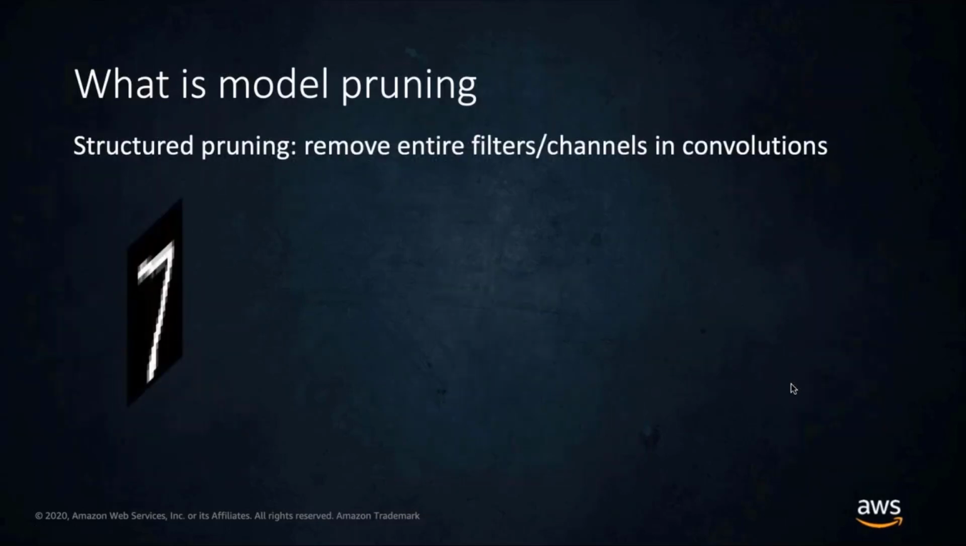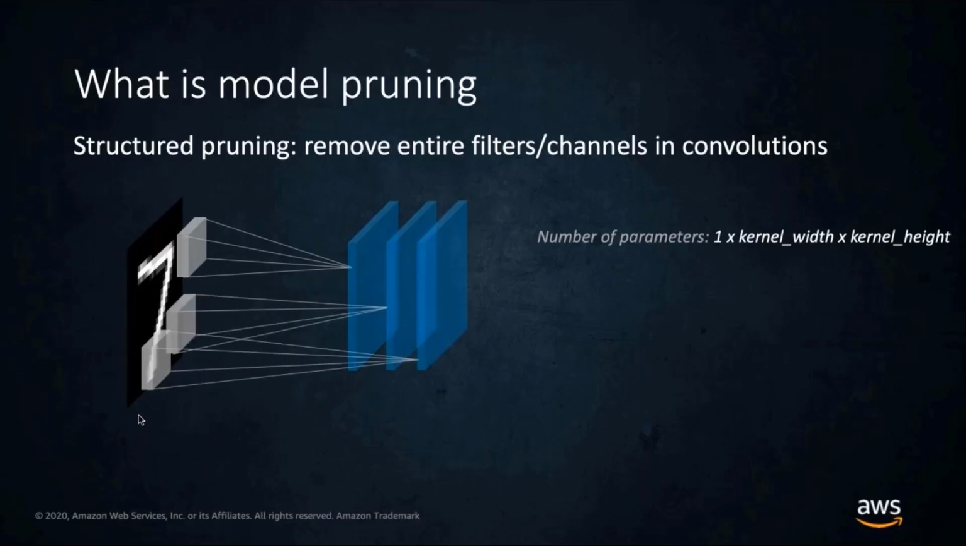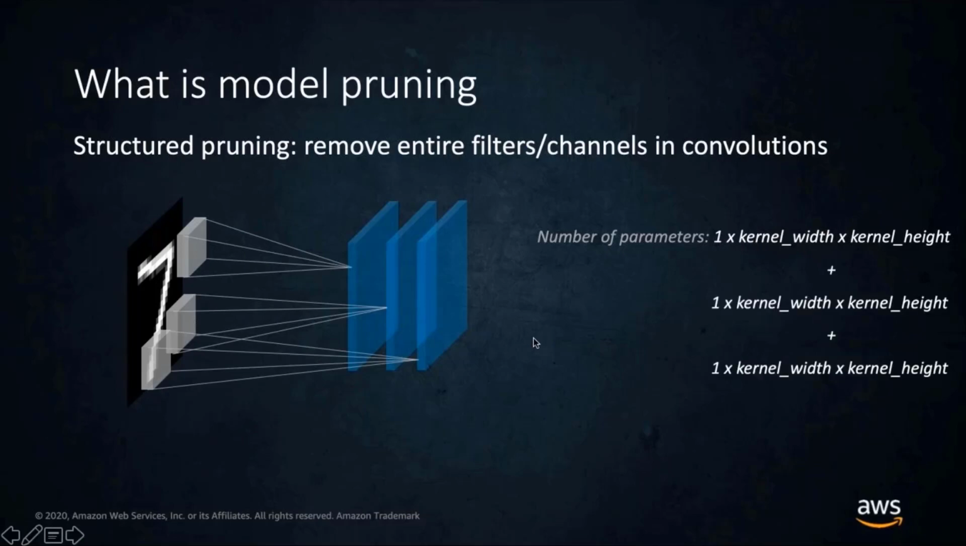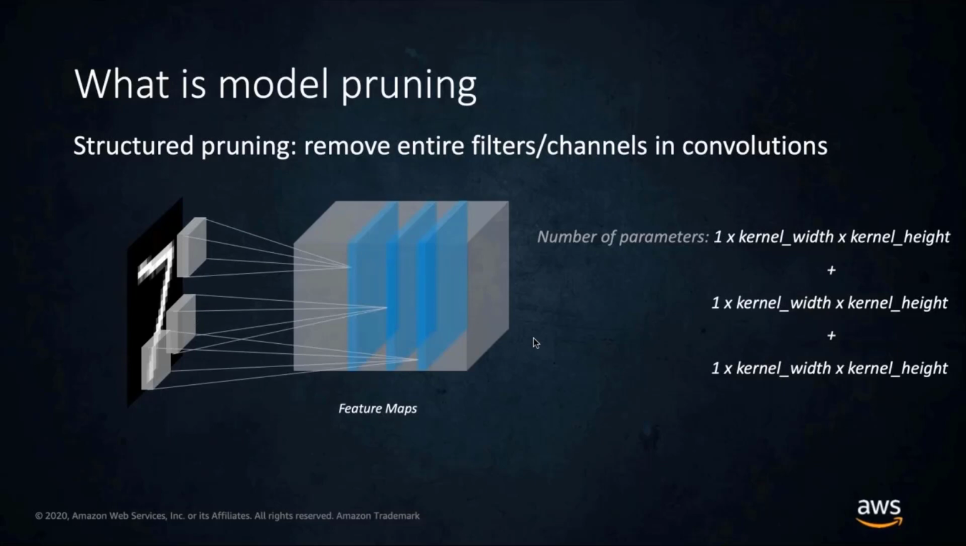Another technique, which is specifically interesting for computer vision models, is structured pruning. In structured pruning, we remove entire filters and channels in convolutions. Let's have a quick look at what's happening in a convolution. Let's assume we have an input image like here that only has one input channel because it's a black and white image. A convolution has a filter. A filter is a set of kernels which will produce a feature map. And typically in a convolution, you do not just have one filter, but you have multiple. So in this case, for instance, 3. The number of parameters the model is going to learn is the number of input channels, multiplied by the kernel width, multiplied by the kernel height. In this case, we have 3 of them. And typically, you're not just having 3 filters, but maybe a whole block of filters.